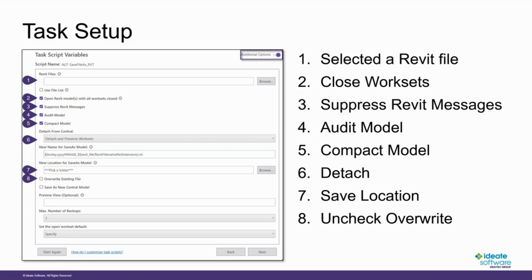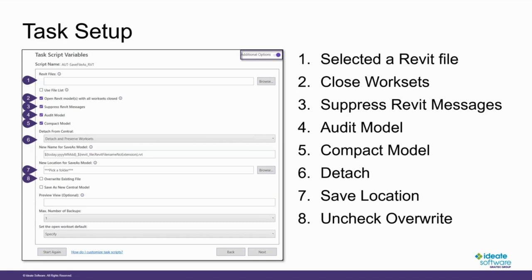I would also recommend checking on auditing and compacting your model. So this is especially useful, again, if you're working with a very large model. This can sometimes clear out small warnings. And because we're making a copy or a progress model, it doesn't really matter how long this potentially takes, because in normal situations, auditing and compacting the model could take a little bit longer. The next thing we want to look at is detaching from central. So because this is a copy, we don't necessarily need to make like a central model of the file. So I would recommend detaching it with preserved work sets here, so we can always recentralize it later.